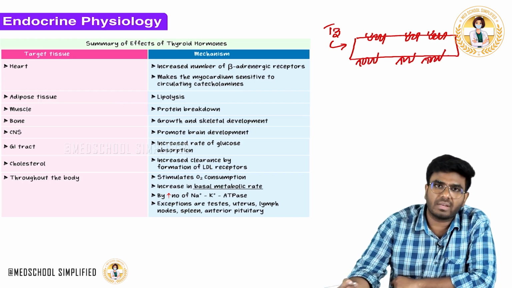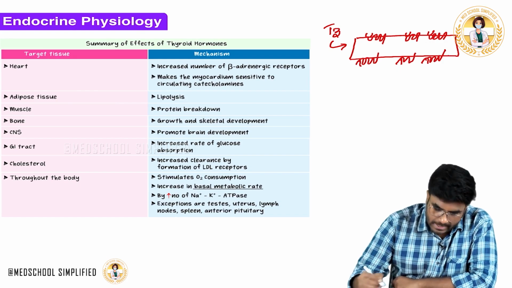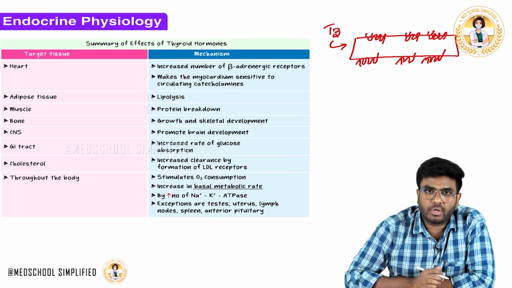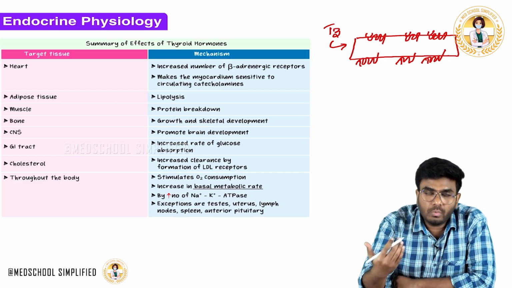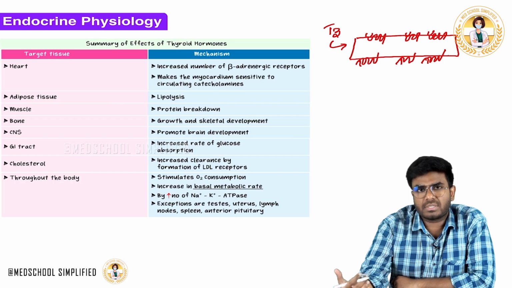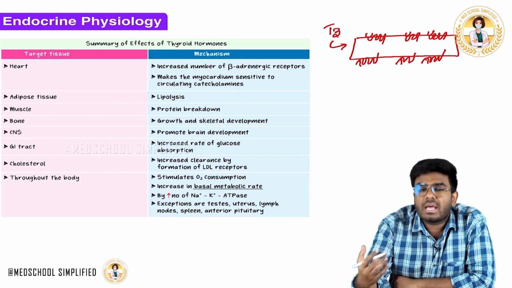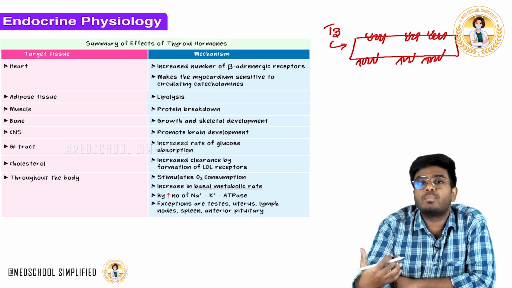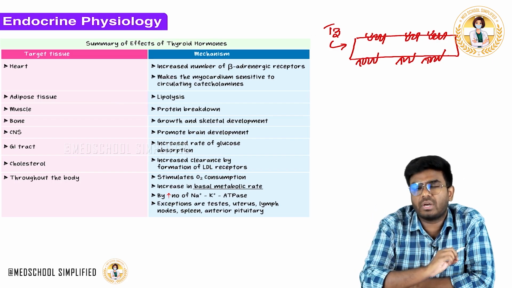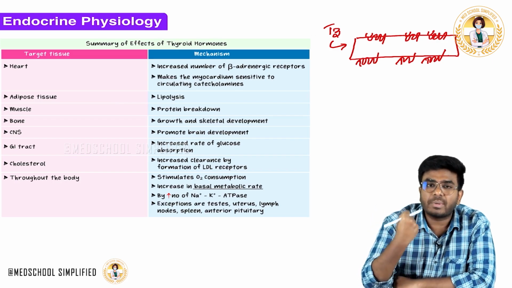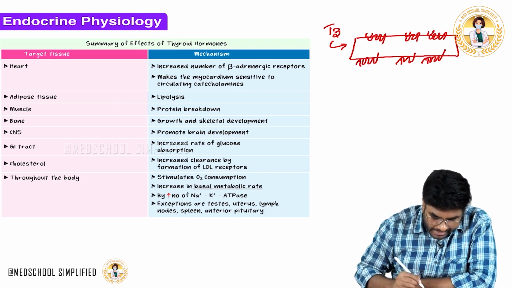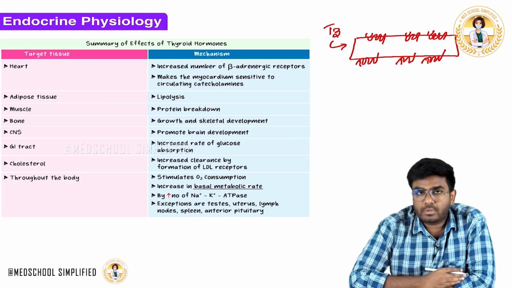Sorry, it's not beta 2, it's beta 1. Beta 2 are present on the lungs, we all know that. What I am trying to put into your mind is, once the thyroid hormones act on this myocardium, it is going to synthesize and keep more beta 1 adrenergic receptors. More beta 1 adrenergic receptors means this myocardium becomes more sensitive to circulating catecholamines. Even a little amount of catecholamines can powerfully stimulate the myocardium because more receptors are there. So the myocardium becomes more receptive to catecholamines, and by that thyroid hormones increase the heart rate.